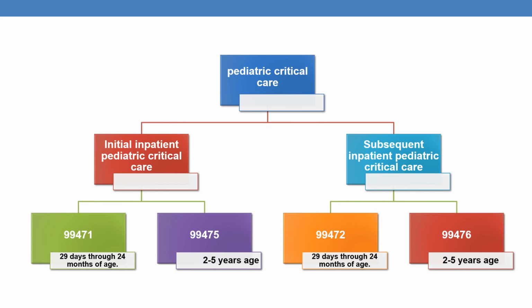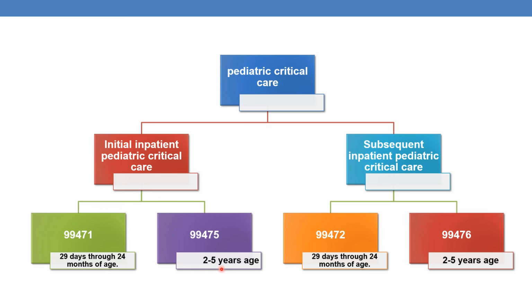Now let us see the pediatric critical care codes: initial inpatient pediatric critical care and subsequent inpatient pediatric critical care. The initial inpatient pediatric critical care codes are 99471 and 99475. They are differentiated based on age. If the child or infant is 29 days through 24 months of age, that is from 29 days to 2 years of age, you need to report 99471 for the initial inpatient pediatric critical care.